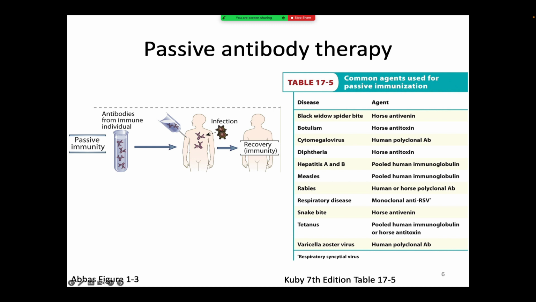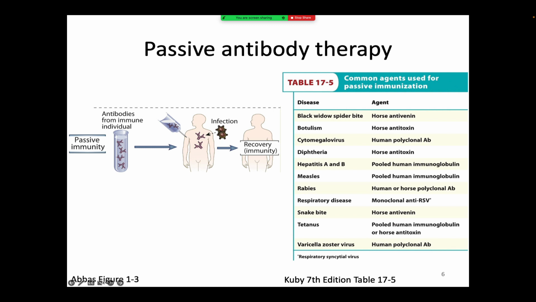The idea here is that we need to get antibodies into this recipient really quickly. We don't have enough time to let their adaptive immune response do its thing. And so we take antibodies from another individual, we put them into this person to protect them right away, just like was done with the mice in that experiment. This is known as passive immunity or passive antibody therapy.